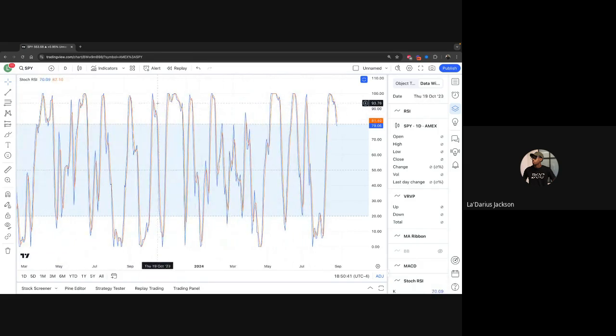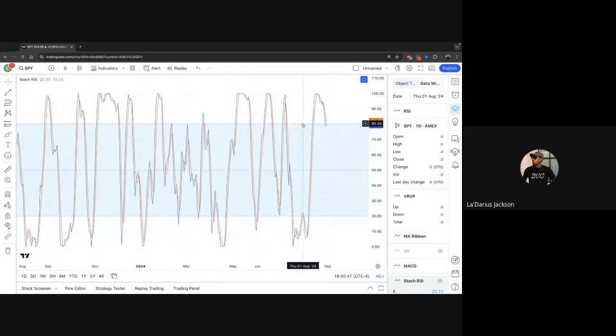We look back at history, look at how many times it hit 100 and pulled back, right? So if you're in the trade, it hits 100, just know that the momentum is going to slow, and that may also be an opportunity for you to hop out.